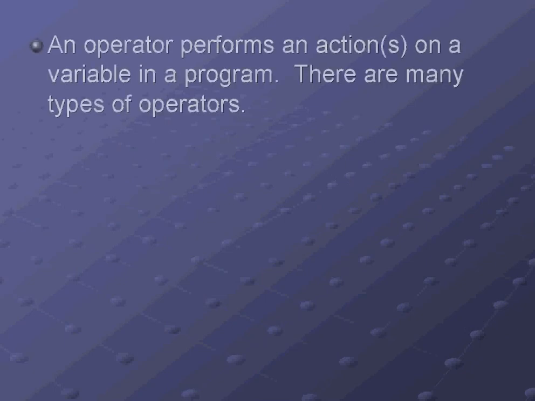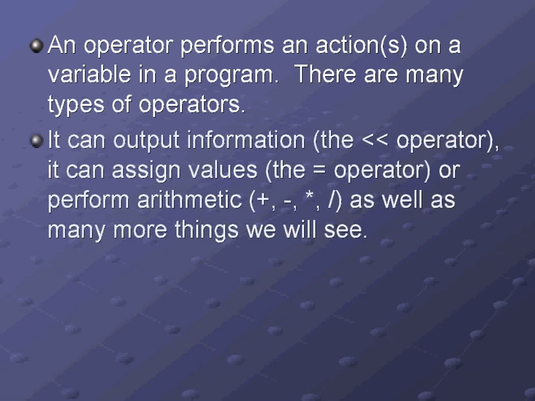So, what is an operator? Well, an operator performs an action or actions on a variable in a program. And as always, there are many types of operators. It can output information, as we've seen already, which is what I'll call the out operator. It can assign values, which is the assignment operator, just one equal, or it can perform arithmetic: plus, subtract, multiply, or divide, as well as many more things that we'll see.